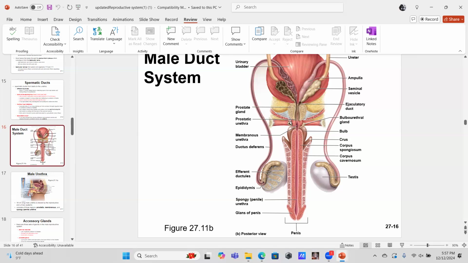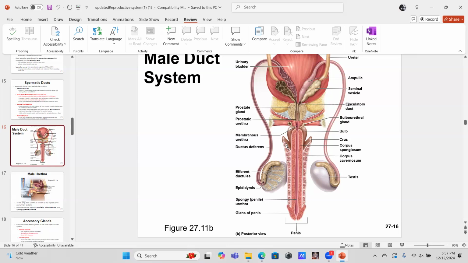And that's where we have a little bit of the bulbourethral gland secretions mixing in, when we have sexual reproductive functions. And then the urethra continues out, right? It's going to be surrounded by erectile tissue we call the corpus spongiosum. That region where we have the erectile tissue, well, now we have the urethra named after the erectile tissue, and we call that region the spongy urethra.